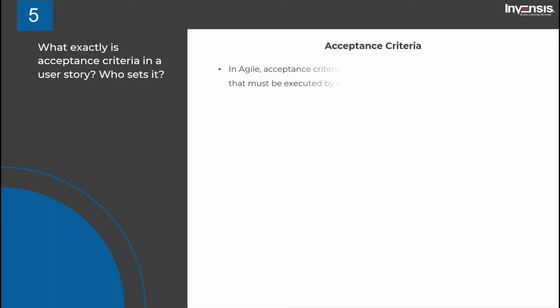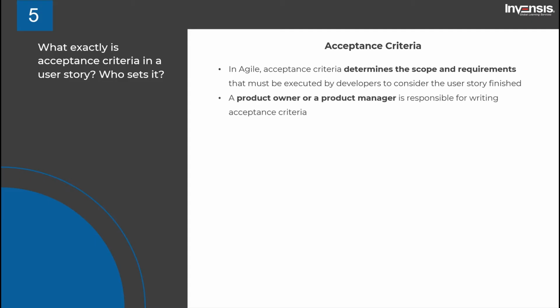What exactly is acceptance criteria in a user story? Who sets it? In Agile, acceptance criteria refers to a set of predefined requirements that must be met in order to mark a user story complete. You should know that a product owner or a product manager is responsible for writing acceptance criteria for the stories in your product backlog, or at least facilitating the discussion about it. The best time to write acceptance criteria would be during backlog grooming sessions. An acceptance criteria has various formats, a common one being given, when, and then.